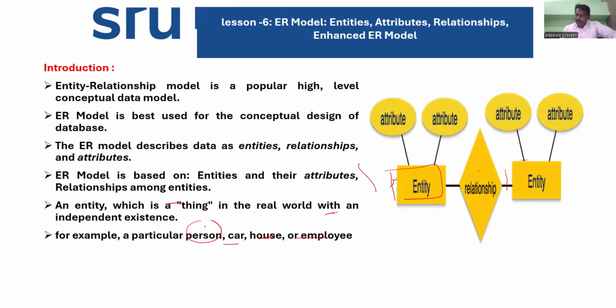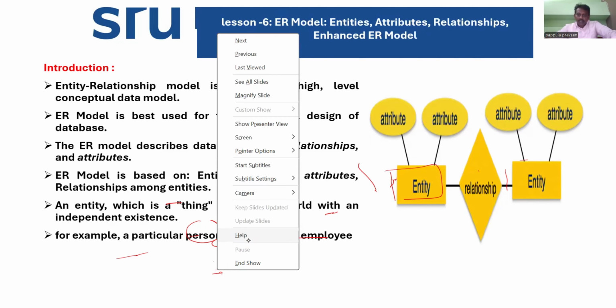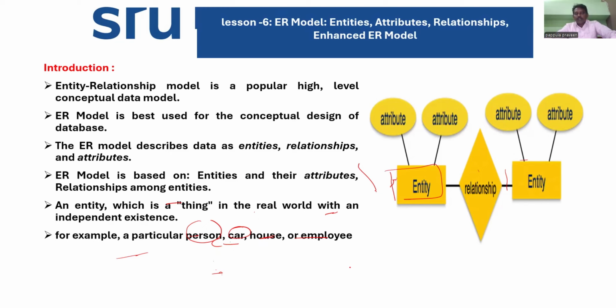So for example, the car is the entity. Now, what are the attributes of a car? That is the model or color, right? And next is the number of seats, that is the availability. And next, that is the car engine number. These are all the attributes of the entity, right?